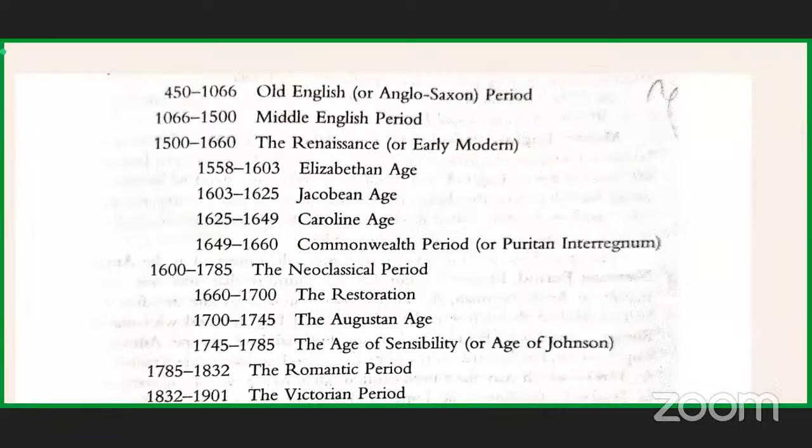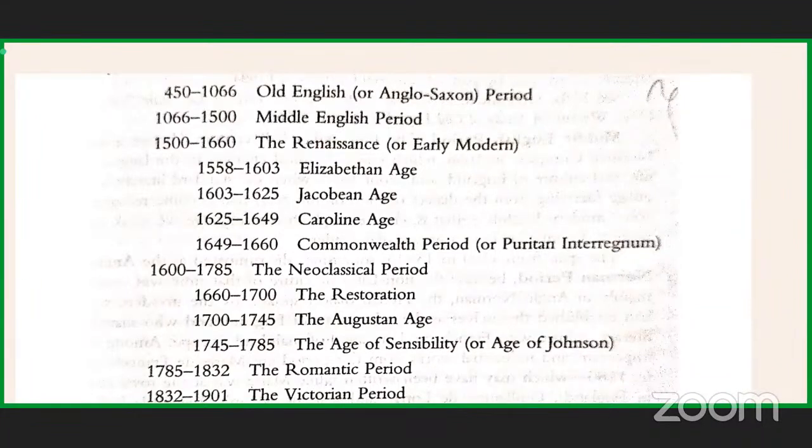Starting from the 1st century AD. AD means after the death of Jesus Christ. Okay, BC means before Christ. After the birth of Jesus Christ is 1st century AD till 2023. Right, this is the period.